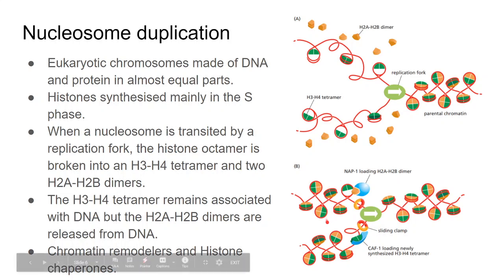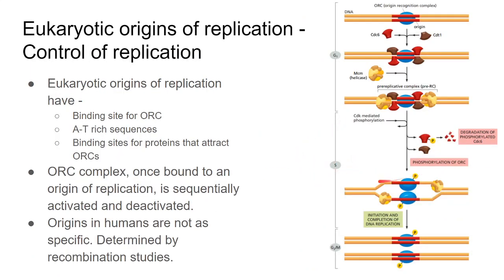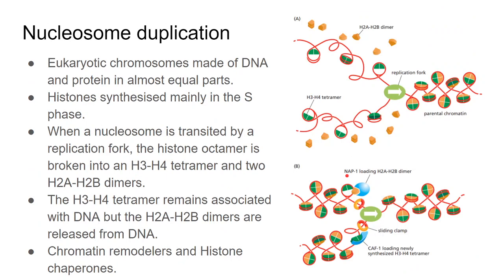It's not a part of this core molecule. It's somewhere attached around this region, H1. So it's not considered part of the core molecule. Anyway, histones are mainly synthesized in the S phase. So the synthesis of histones is correlated with DNA replication. S phase is where DNA replication is occurring. So histone synthesis also occurs in the S phase. So it goes hand in hand.